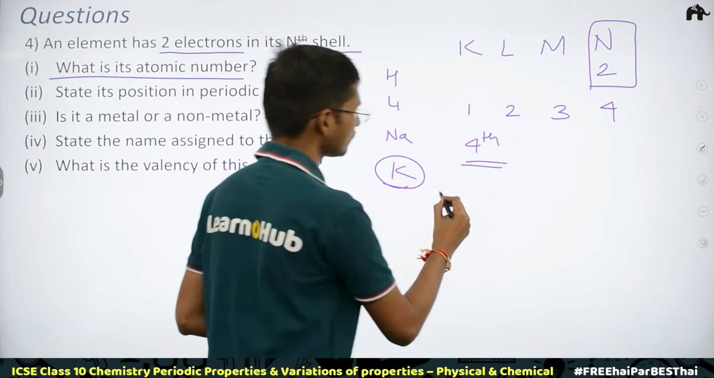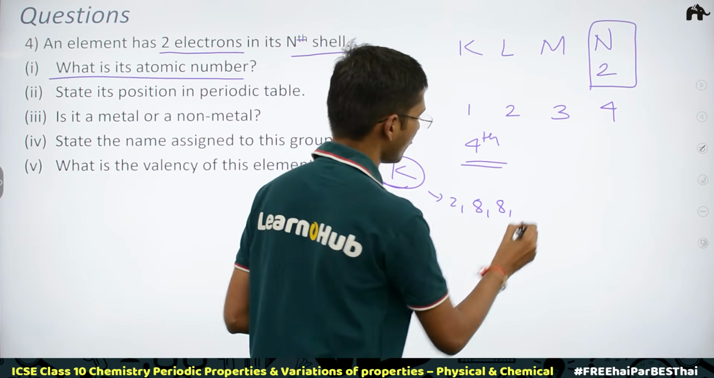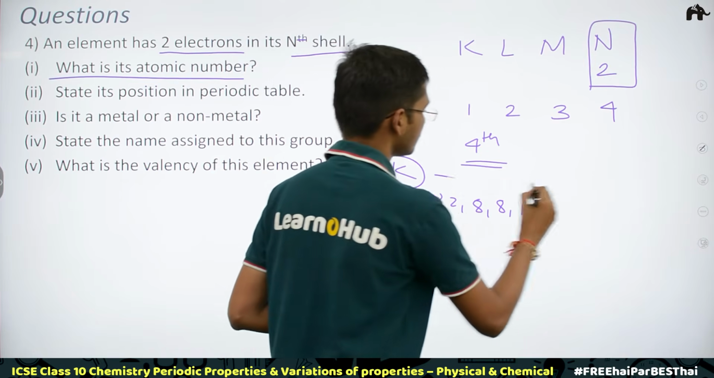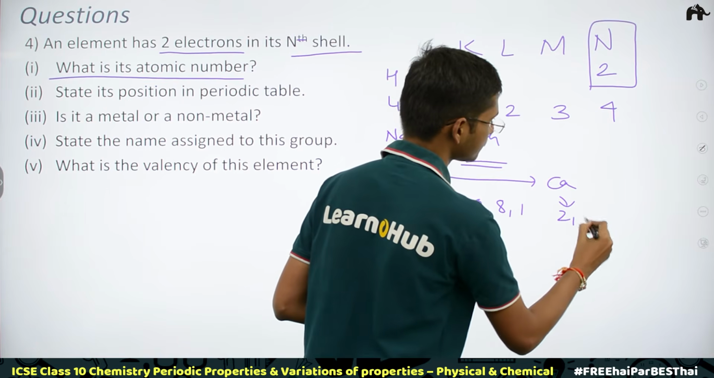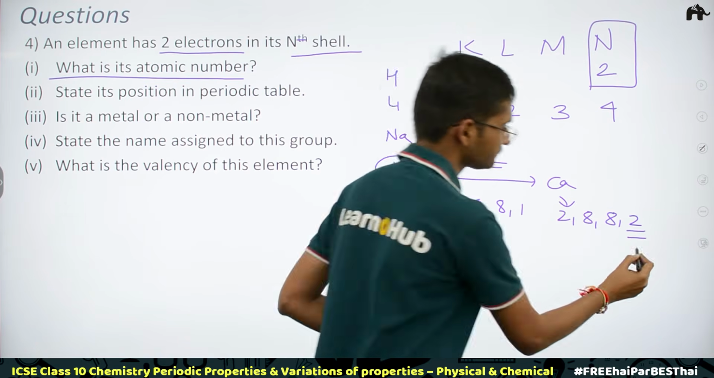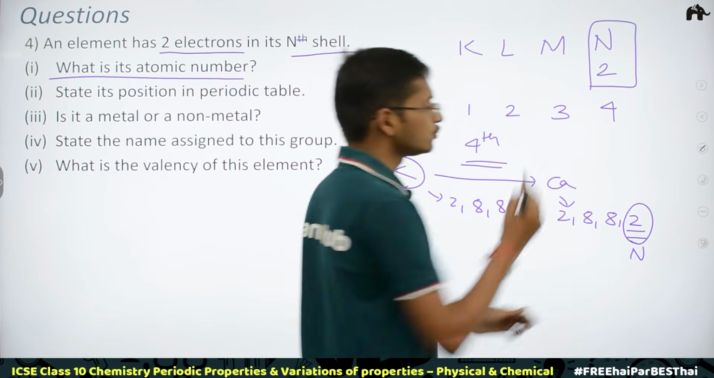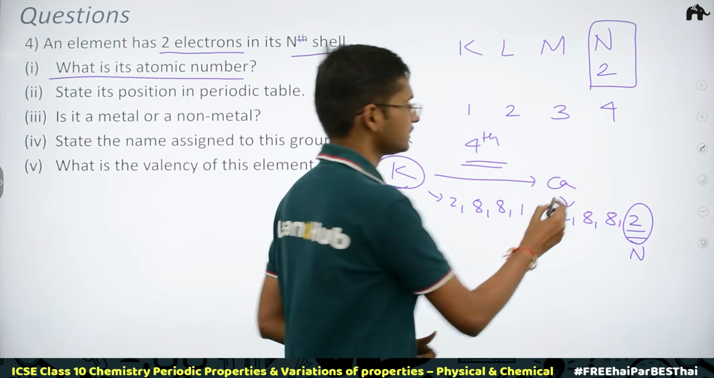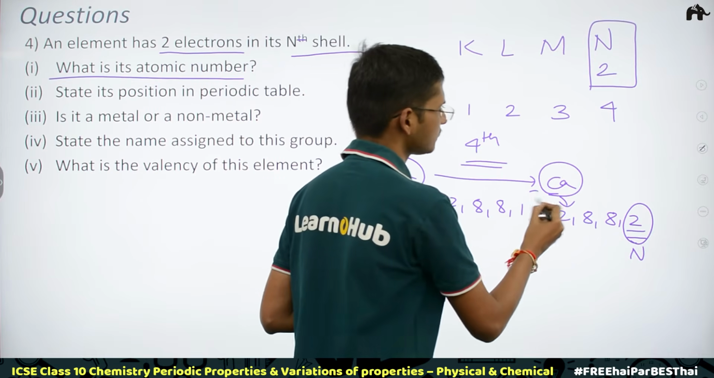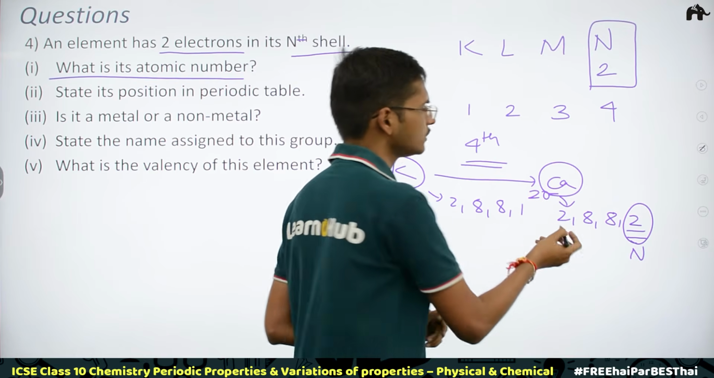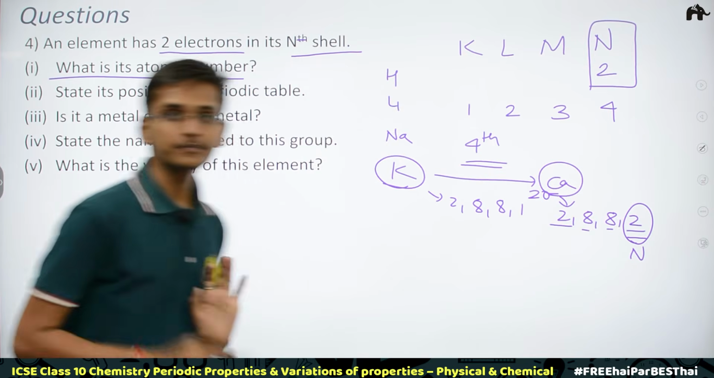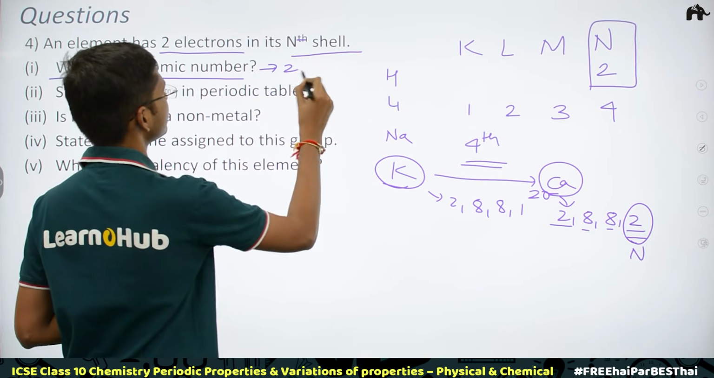So potassium's electronic configuration is 2, 8, 8, 1. Then next, it is not having 1. The next element has 2, right? Calcium has the electronic configuration 2, 8, 8, 2, and yes, this is the N shell which has 2 electrons, and we got our answer. Yes, the element is calcium, but our question is, what is the atomic number? We know that the atomic number of calcium is 20. You can also know this by calculating the number of electrons: 2 plus 8, 10, 18, 20. Simple. So we got the atomic number 20, correct?